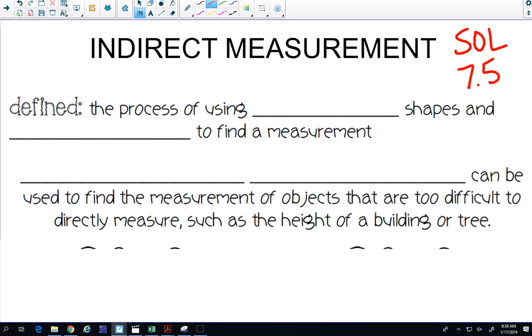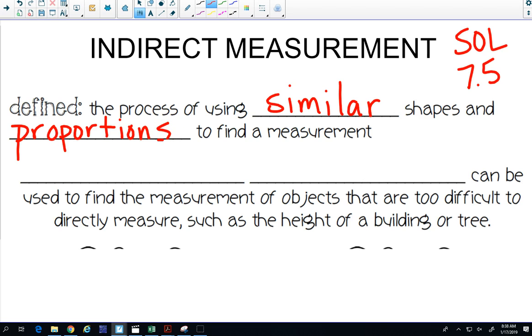So first of all, let's define it. What is indirect measurement? It's defined, and this is right at the top of your foldable, as the process of using similar shapes and proportions. So you're using the similar shapes and then you're writing proportions to find a measurement.